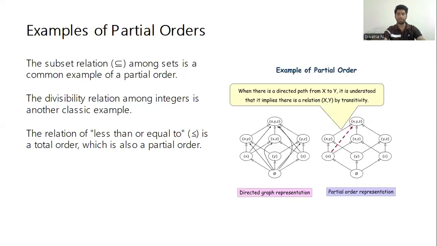Examples of partial orders. The subset relation among sets is a common example of a partial order. The divisibility relation among integers is another classic example. The relation of less than or equal to is a total order, which is also a partial order. On the right side, the image is representing the partial order to you.